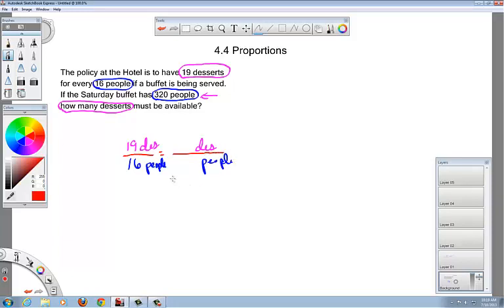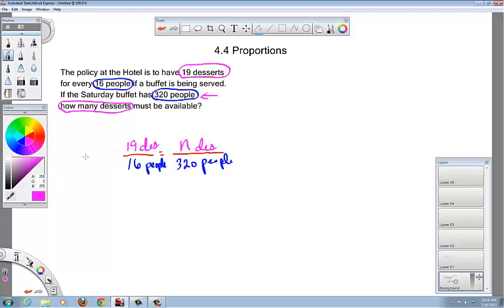So now we know where to put our information. Look at what we have in the second sentence. It says if the Saturday buffet has 320 people, how many desserts must be available? So the question is, where does the 320 go? Well, it's 320 people, so it has to go down here. Now we don't know how many desserts we have, so most people will put an N right there, or an X, or whatever. So we have N desserts.